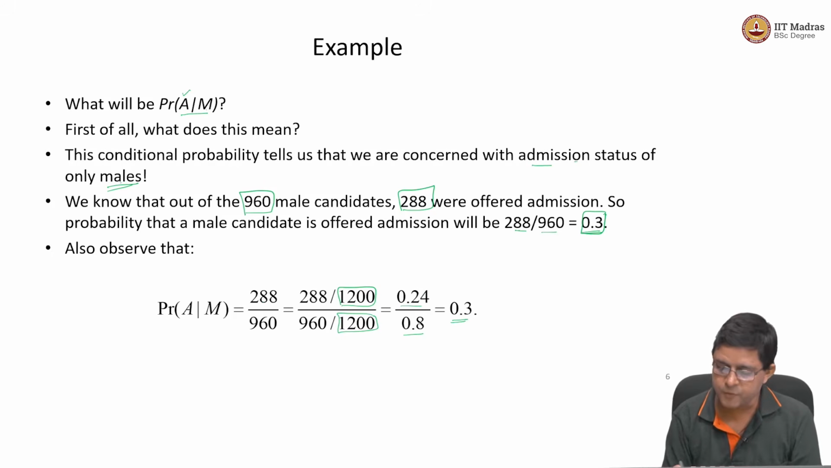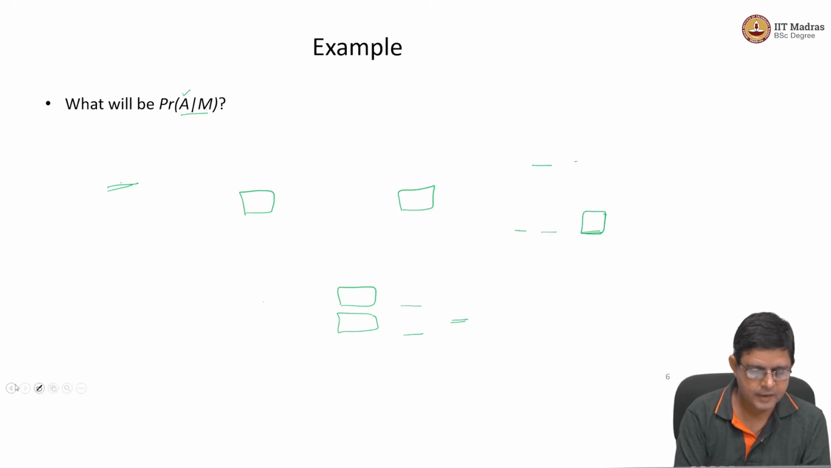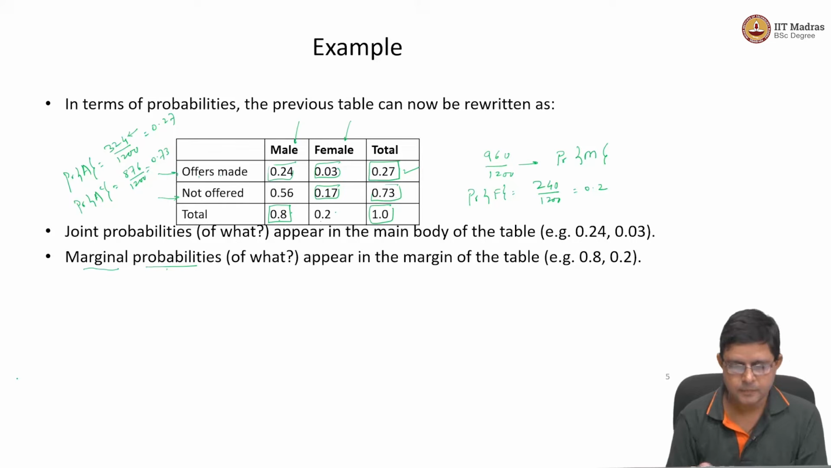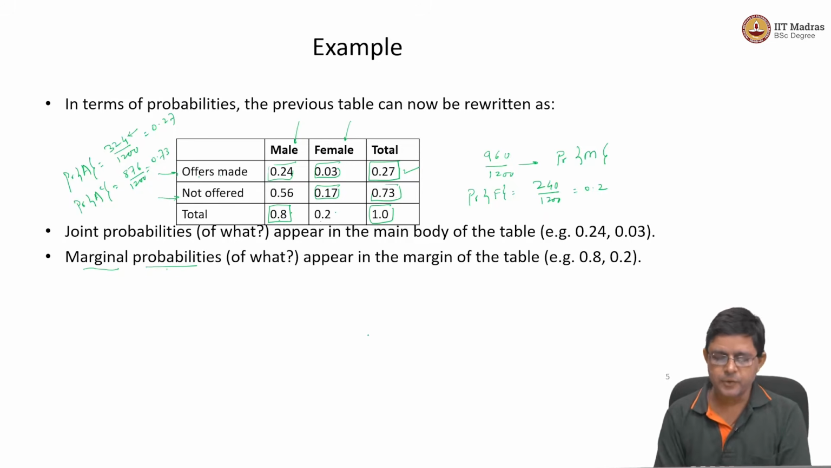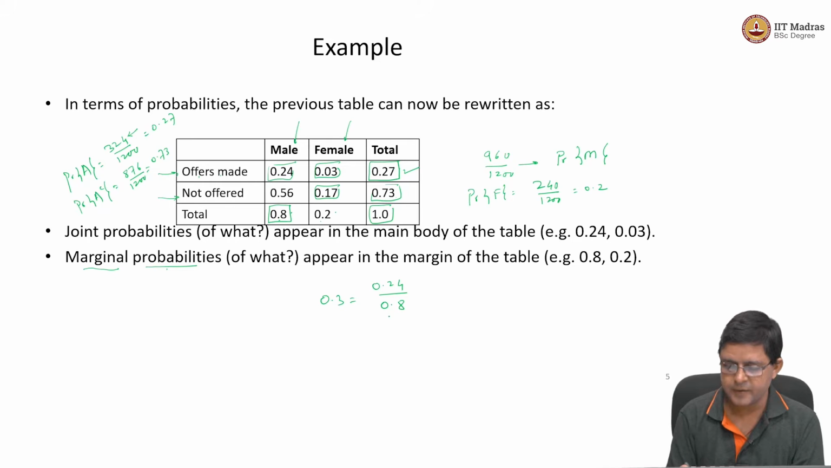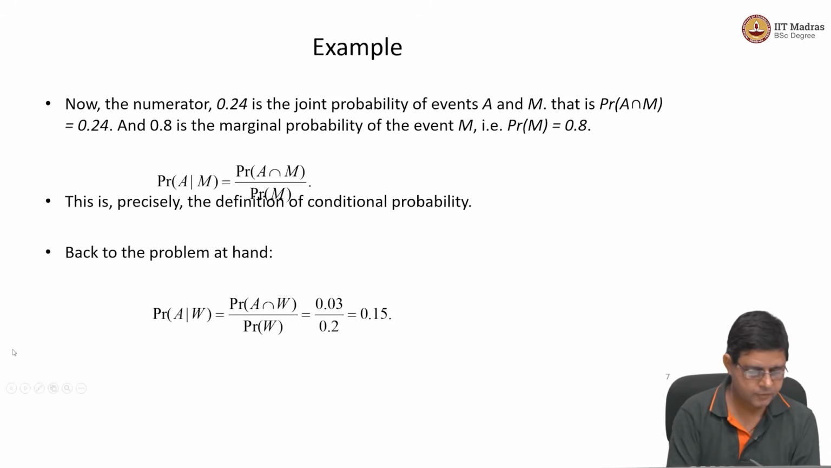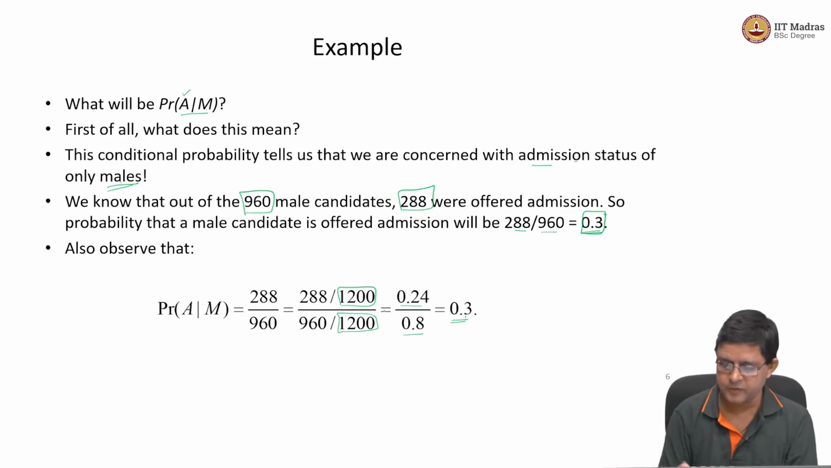Where is this 0.24 and 0.8 in our table? That is in this table. So, how are you getting your 0.3? You are getting your 0.3 as 0.24 divided by 0.8. That is what we said, right? So, 0.3 is 0.24 divided by 0.8.